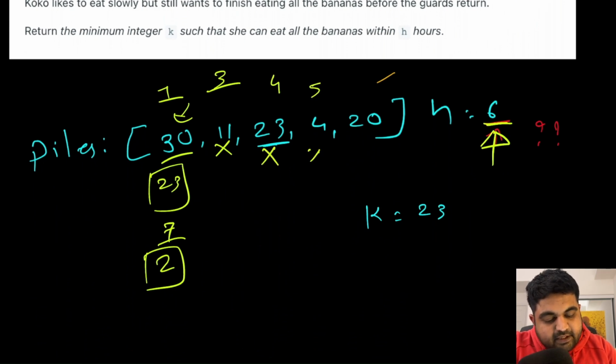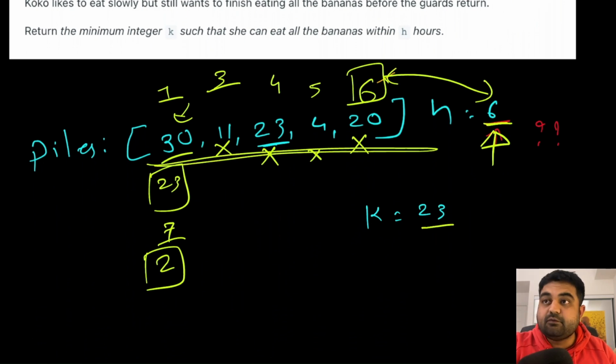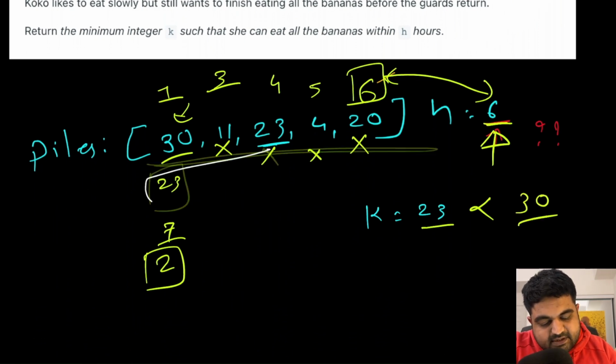Then fifth, then fourth, and then in the sixth hour she would complete these 20 bananas. By the time of 6 hours she would have completed all the bananas in every single pile, and her speed would be 23, which is significantly less than the previous speed that we were considering, that was 30. Let's try to consider one more speed.